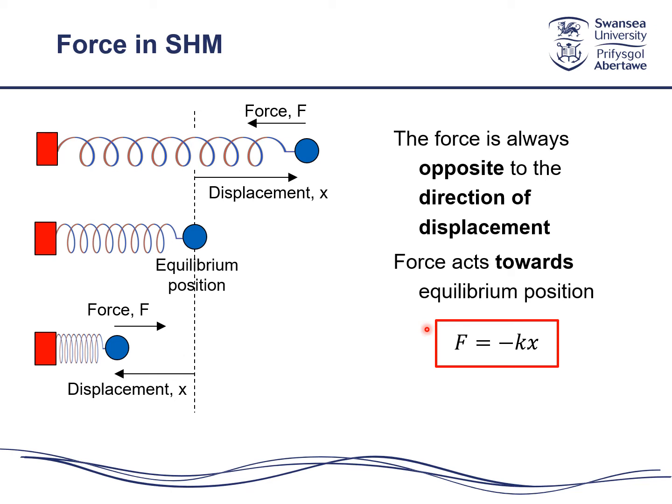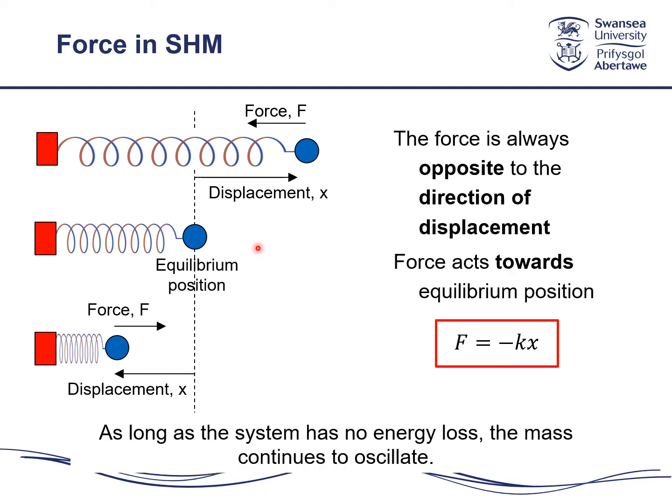Thinking back to the definition of forces within springs, this force is equal to minus kx. The minus sign indicates that the force is opposite to the direction of displacement, and k is a constant intrinsic to the spring, or as we shall see, other things as well. And finally, to state, as long as the system has no energy loss, the mass will continue to oscillate forever.